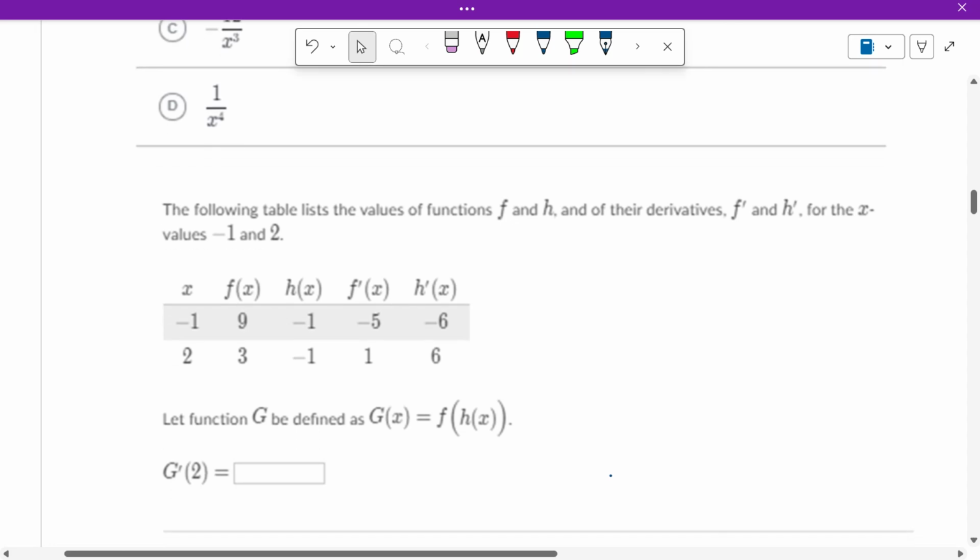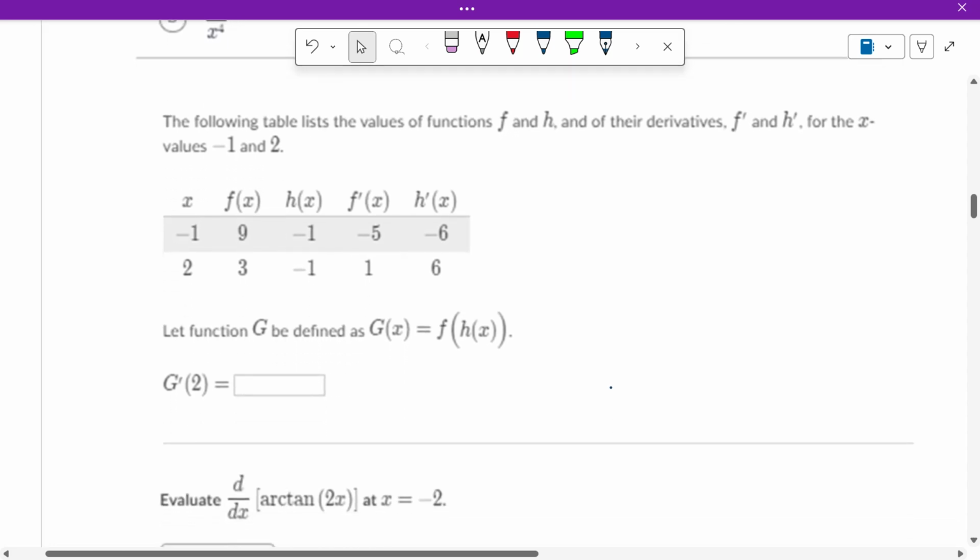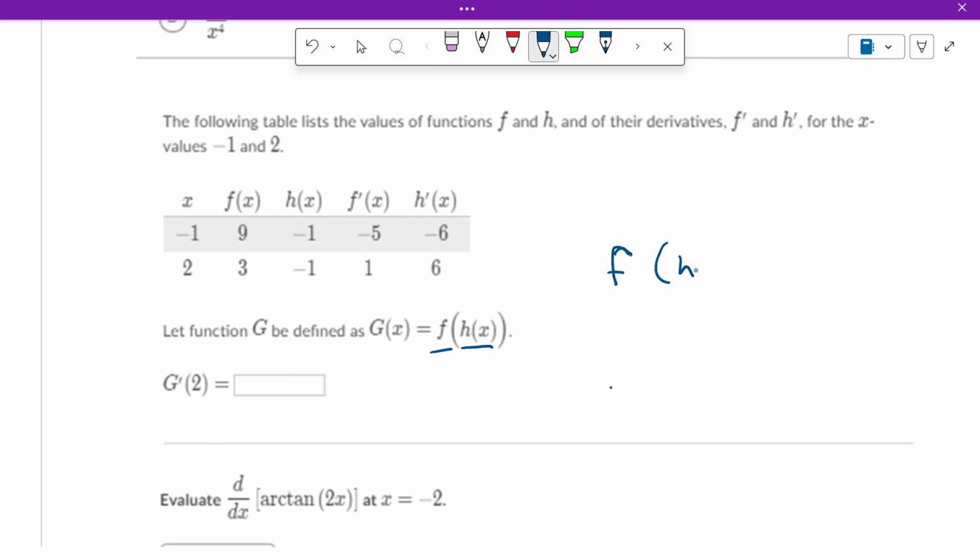Okay, this one. It's basically saying do the chain rule to this. Because h of x is the inner function, f is the outer function. So to do the chain rule to this, it's f prime of h of x times h prime of x.